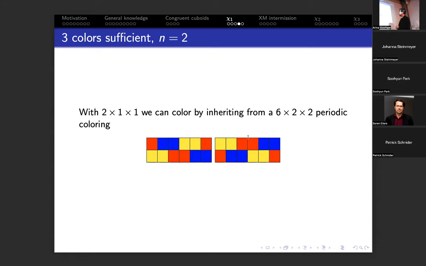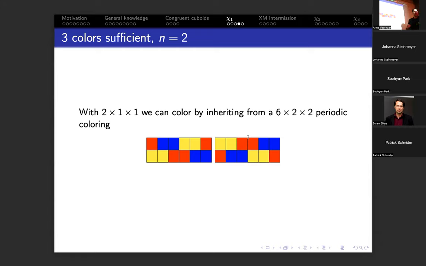And what you do is you do something that looks a bit like the checkered drawing that I mentioned for the 1 by 1 by 1, but it's somewhat more complicated. I do a 6 by 2 by 2 region, and I color it according to this coloring.